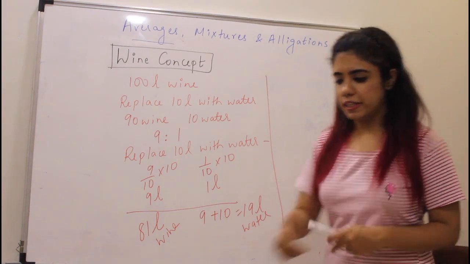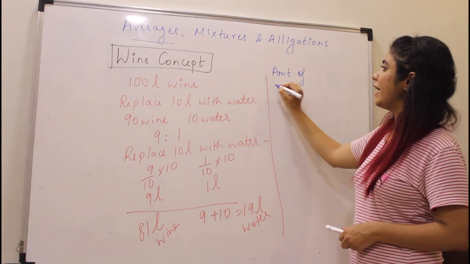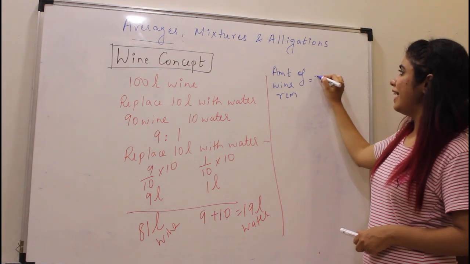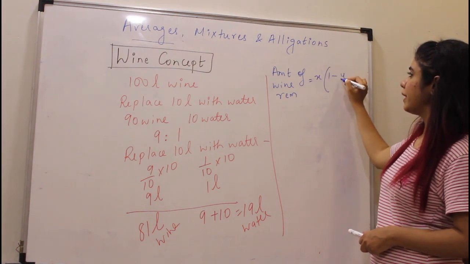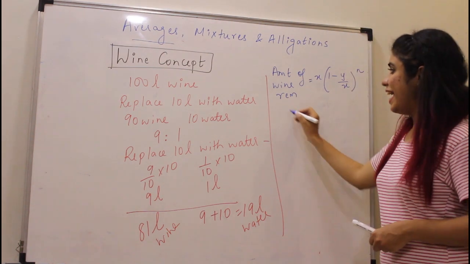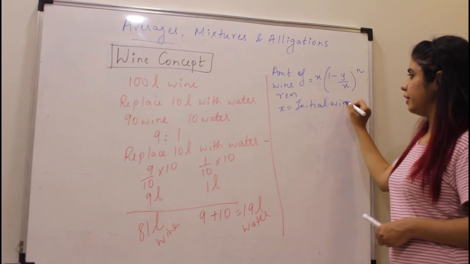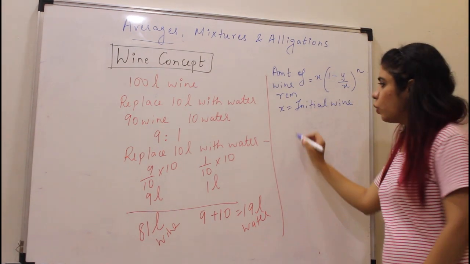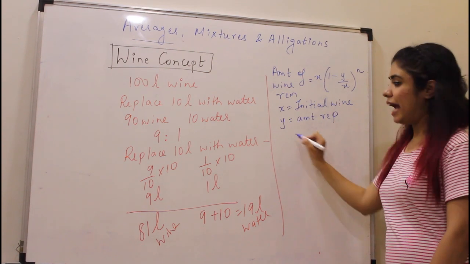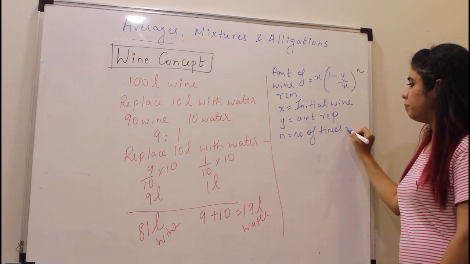Now the formula says the amount of wine remaining is given by x into (1 minus y by x) raised to n. This is the formula. X is your initial wine. Y is the amount replaced. And n is the number of times replaced.